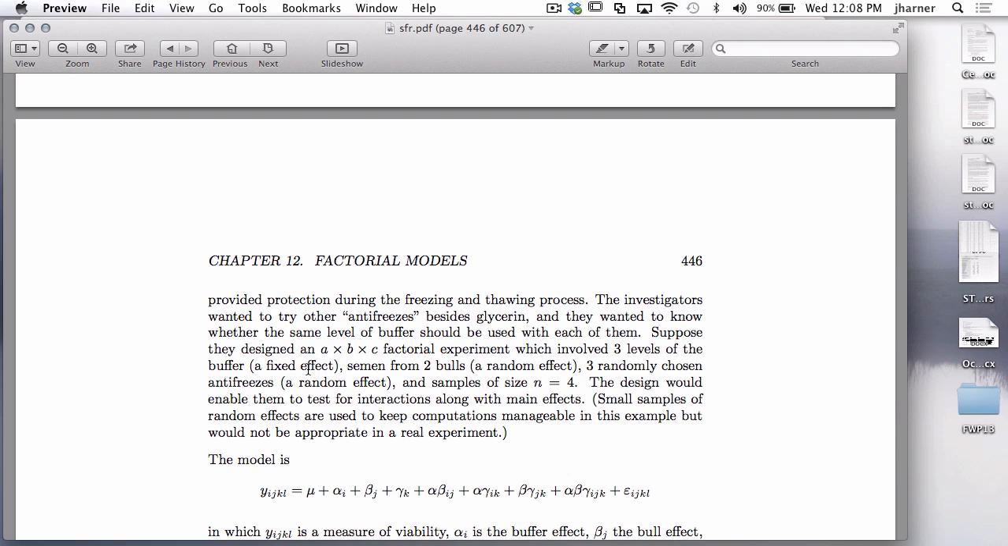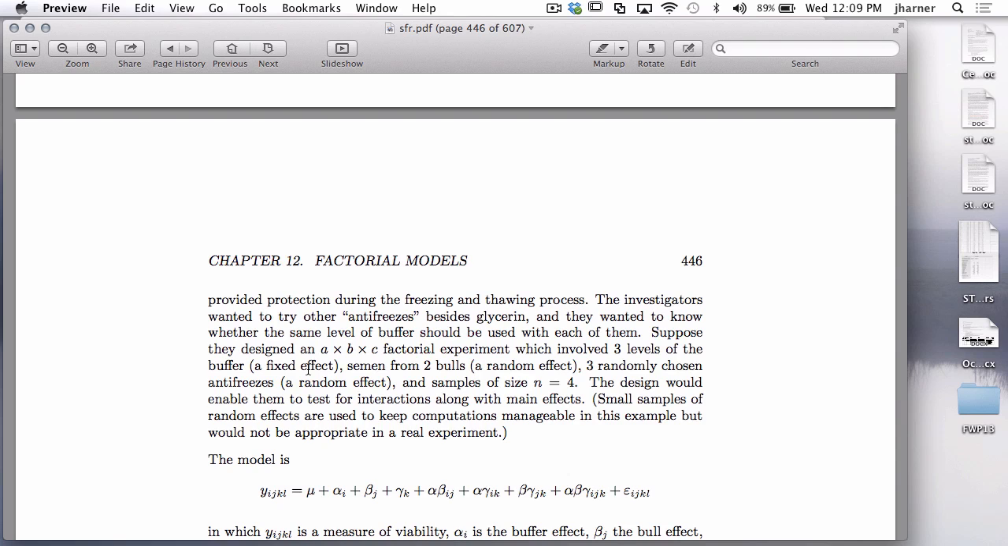and I think we'll call that A. And then there are two bulls. I mean, you could have 10 bulls. You have a bunch of bulls, and you're going to sample some. Hopefully, there's not a lot of bull-to-bull variability. That would be a problem. So, estimating variance components becomes important, because if there's too much bull-to-bull variability, that would create a problem, particularly if the bulls would interact with the buffer and the antifreeze.